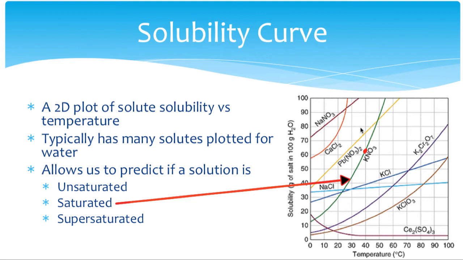Supersaturated then is whenever you are above the line, again keeping our example with potassium nitrate at 40 degrees Celsius. If we were able to dissolve 80 grams instead of the 40 grams, we would expect that solution to be described as a supersaturated solution. We have more dissolved than is normally capable.